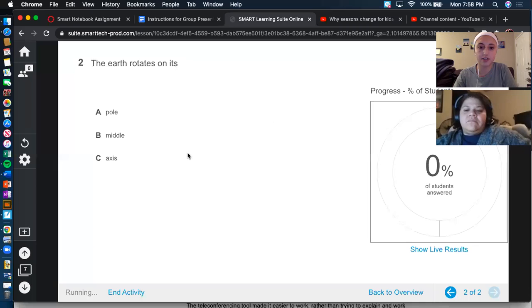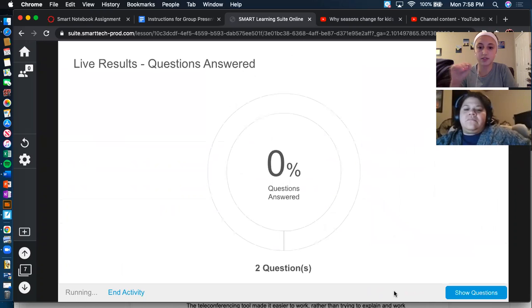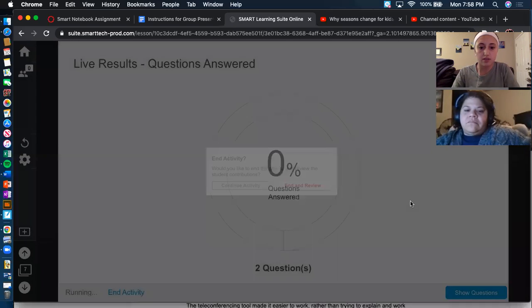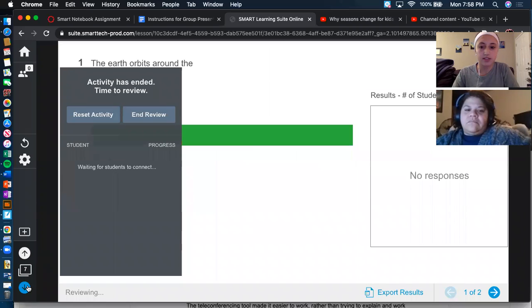Then our second question, the Earth rotates on its axis. Again, you'll be able to see when students answer, and then you'll be able to end the activity. You can overview all of the results. Right now, we don't have anybody in here, so there are no results. So we can end it and move on.